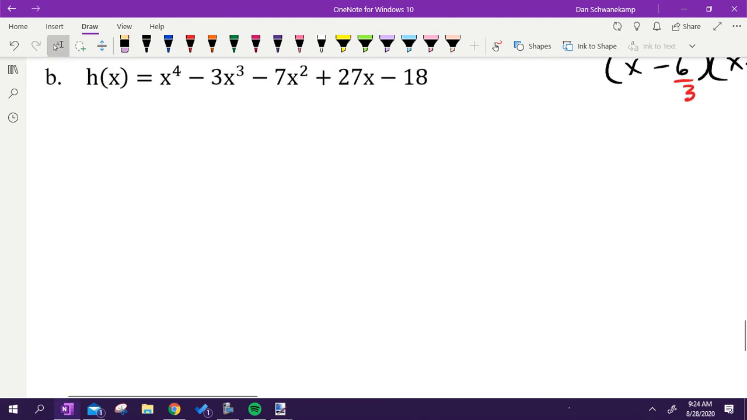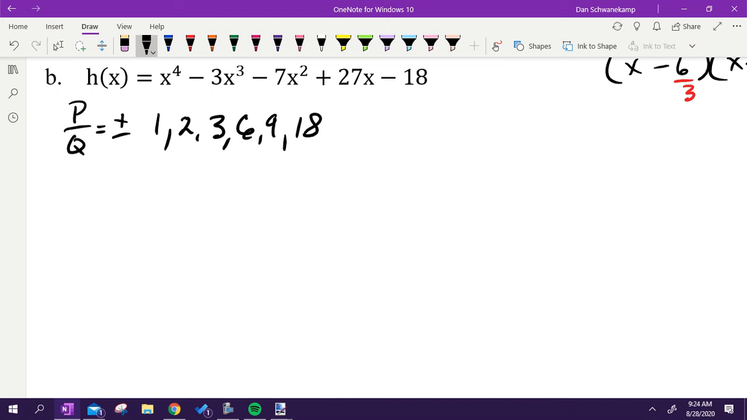Okay, letter B. We're going to start off by doing a P's and Q's list. The good news is since Q is just 1, the only possible numbers that are going to work here are 1, 2, 3, 6, 9, and 18. Those are the only possible numbers. It doesn't make sense to do a list of P's and Q's. Just put them together. So 1, 2, 3, 6, 9, 18. So if 3 didn't work, I would not try 4 because 4 is not going to be in there. It's just one, the plus or minus those numbers.